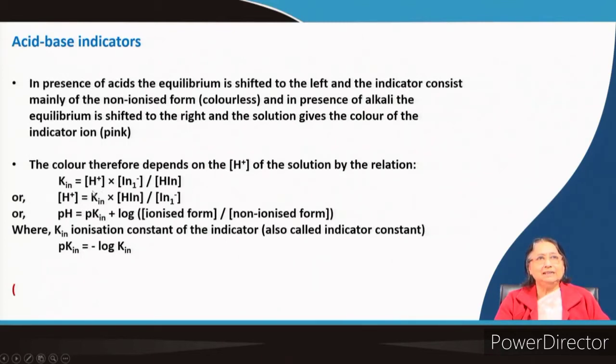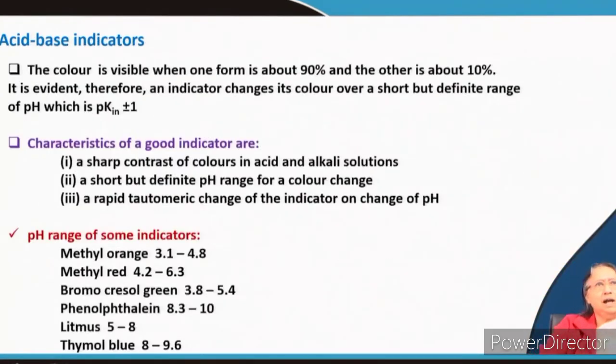Now, if you rearrange and take the minus log, then you will get pH equals pK indicator plus log of ionized form by non-ionized form. You will find the similarity with the acetic acid buffer solution, where K indicator is the ionization constant of the indicator, also called the indicator constant, and pK indicator is nothing but minus log of K indicator.